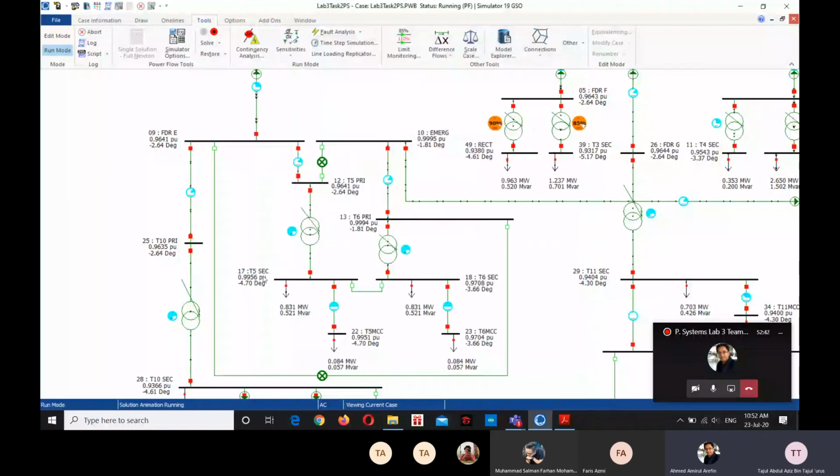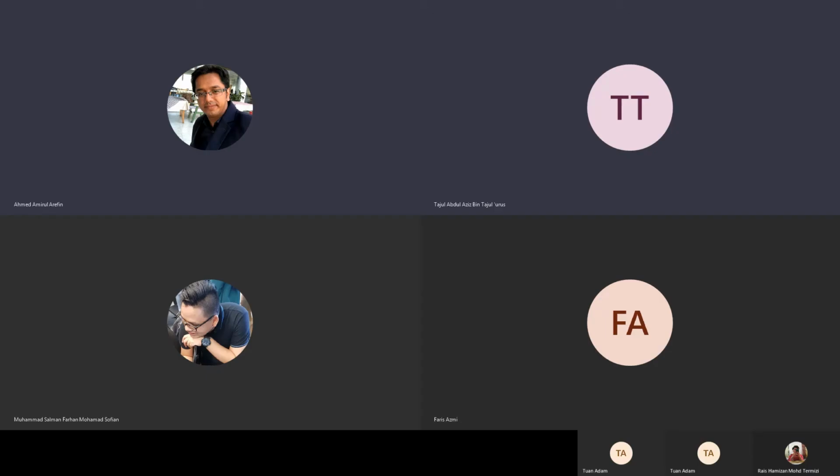So here we can see that the per unit voltage has improved for bus 17. Before changing, what was the value? 0.93. And now it is 0.99. Okay, thank you, sir. Welcome. Okay, so next one is Tuan Ahmed Adam.